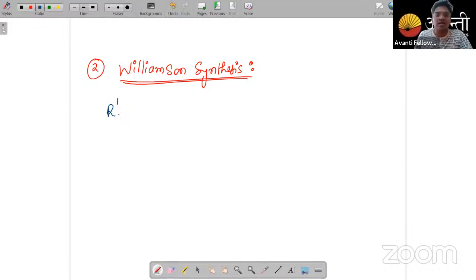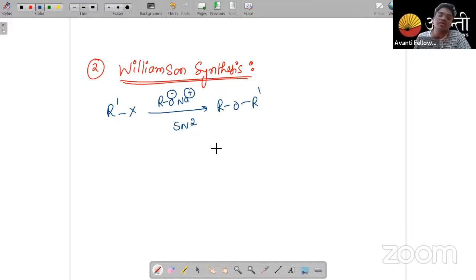Next, R-X in the presence of RO⁻ Na⁺, that is, in the presence of sodium alkoxide ion, we will do the SN2 mechanism for the production of ether. For the production of ether, not ester, for the production of ether. So how do you do this one?